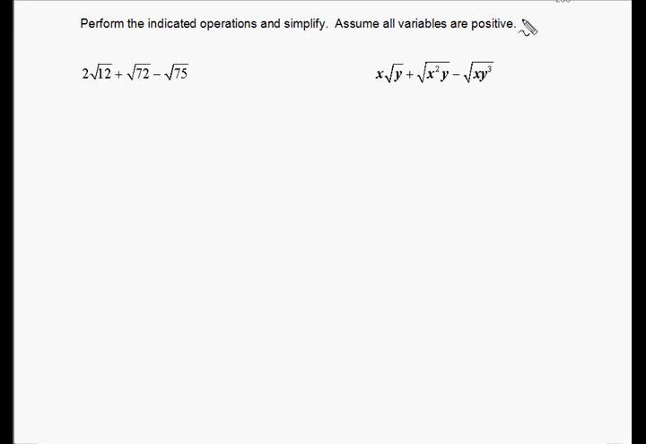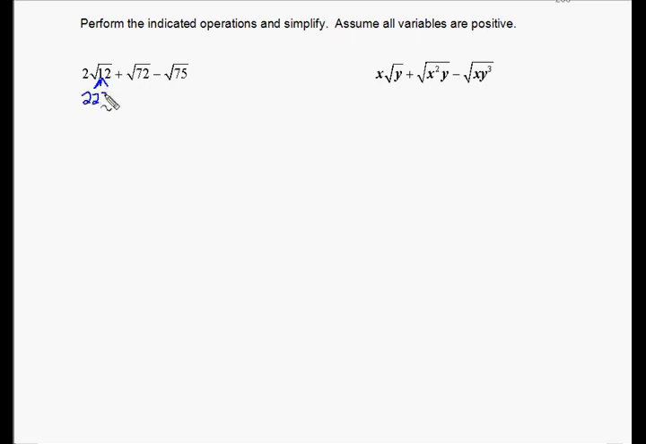Perform the indicated operations and simplify. Assume all variables are positive. 2 square roots of 12 plus the square root of 72 plus the square root of 75. Since none of our radicands are the same, right now we can't do any adding. So let's try and simplify the radicals.